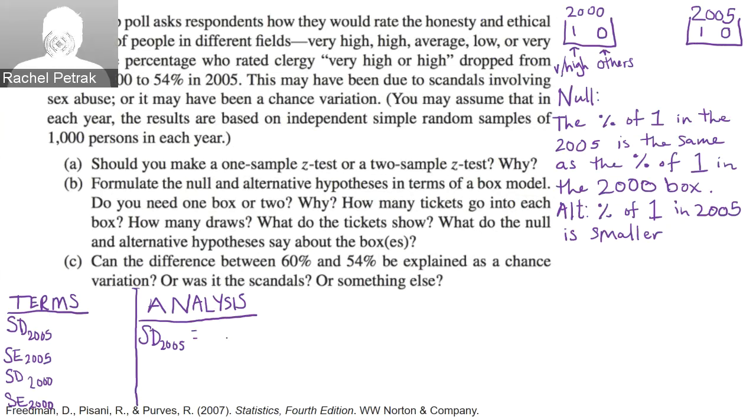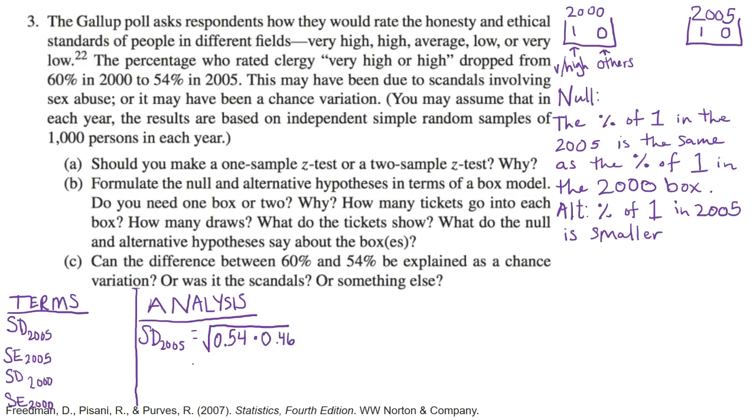You can estimate this from the data. We have these percentages reported, so I'm just using the percentages reported in the problem. This is a 0, 1 box, so the zeros and ones will drop out, and we can get this from the actual 2005 data. And we end up with an SD of about 0.5.